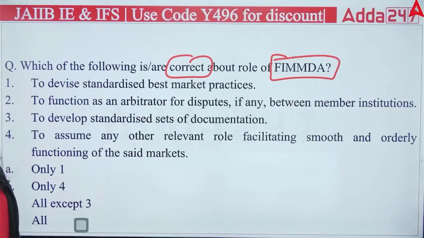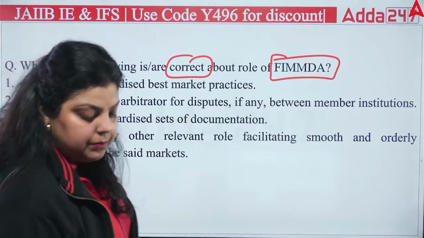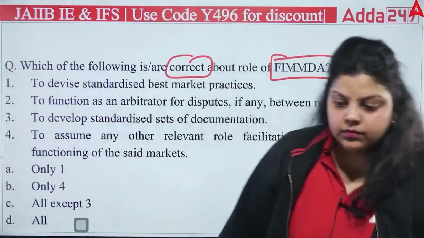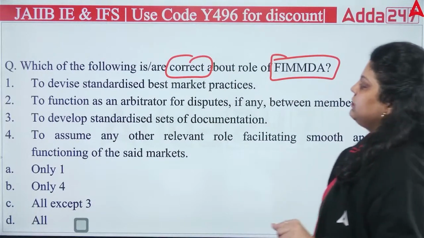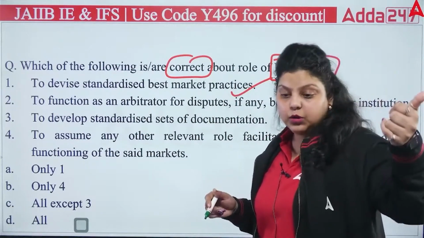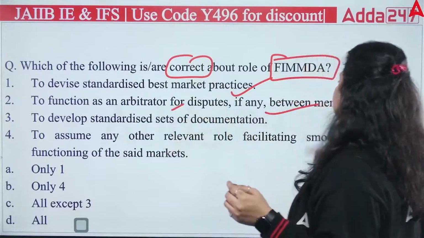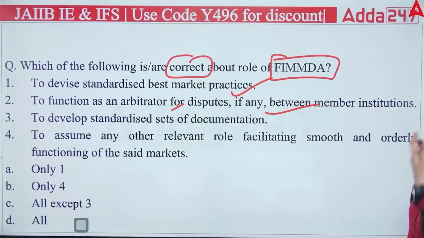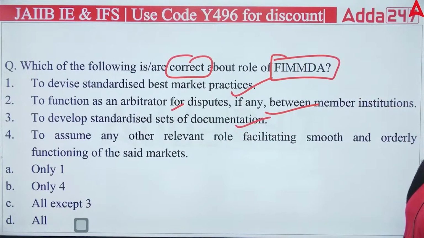So Fixed Income Money Market and Derivative Association of India is simply an association that was created first to diverse the standardized best practices for the market. For which market? For the fixed income market, that can be a money market and derivative market. Second, it also functions as an arbitrator for disputes if they happen between the members. Third, to develop the standard set of documentation. And the fourth, to assume any other relevant role that facilitates the smooth and orderly functioning of the said market.